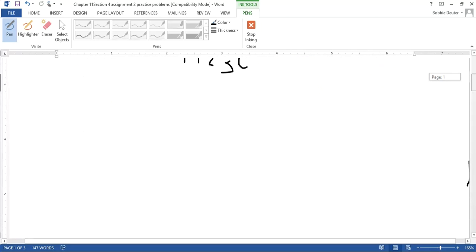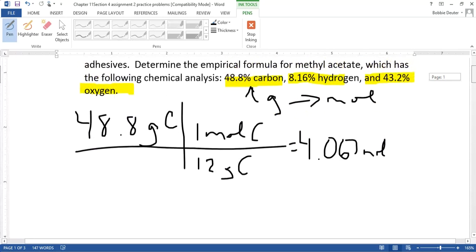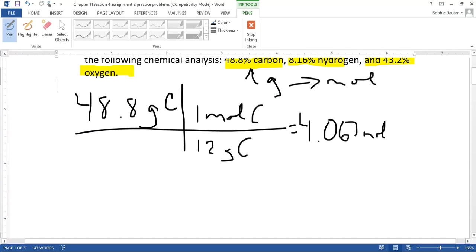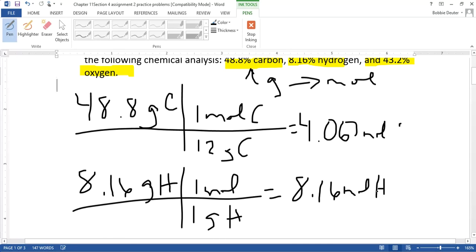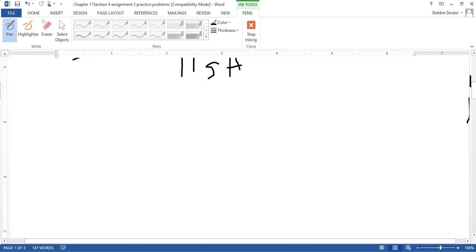Okay, so now we're going to do that for the other two. So we're going to take hydrogen. And again, I made a mistake on the first one, it should be 8.16, not 81.6. So we're going to have 8.16 grams of hydrogen. 1 mole of hydrogen equals 1 gram hydrogen. And in this case, we're going to get 8.16 moles hydrogen. Got the right carbon up there.